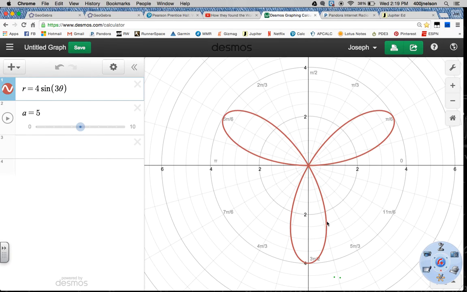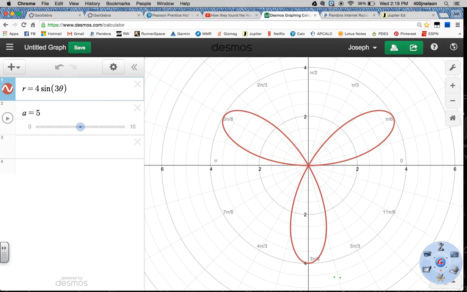Now, this particular equation looks like it's symmetric about the y-axis. Some of you might be thinking that it looks symmetric about the origin, where we can rotate it, but rotation must be less than 360. The only way we get back to the original graph here is if we rotate 360 degrees.